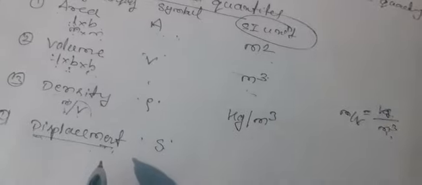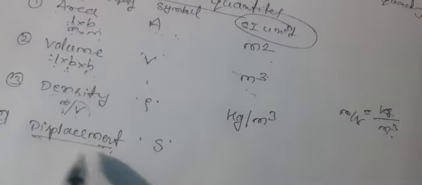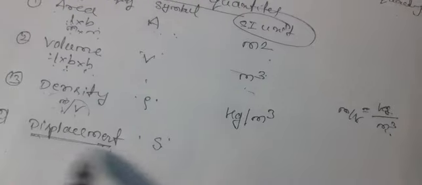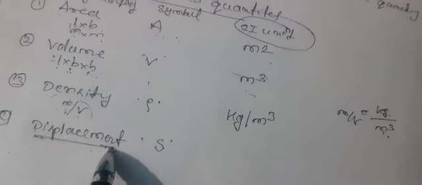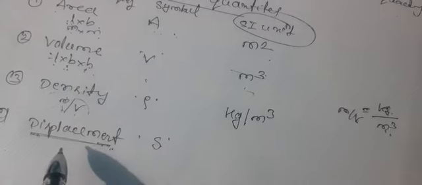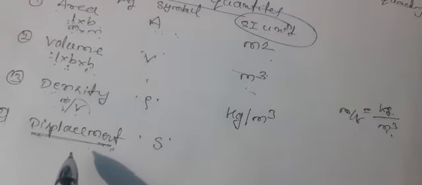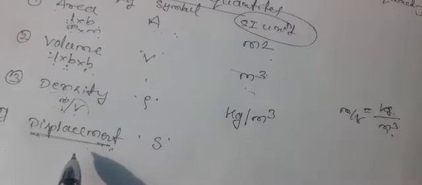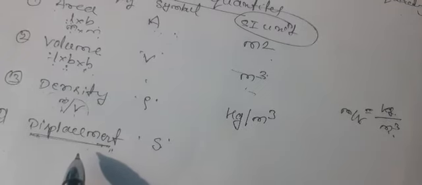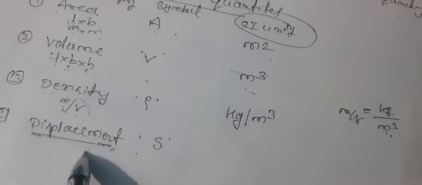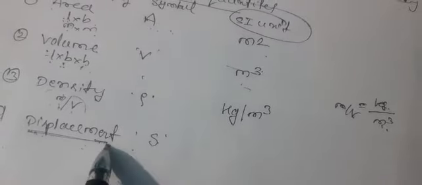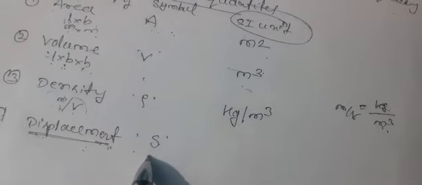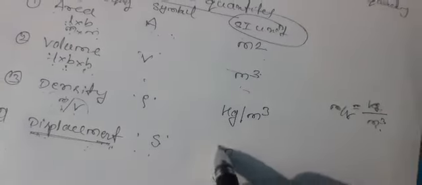Clock. What is the direction of the clock? It is clockwise or anti-clockwise. Clock direction, that is called displacement. The particular direction of the object is called displacement. Distance means the position of the particle changes with any direction. The symbol is S. The SI unit of displacement is meter.